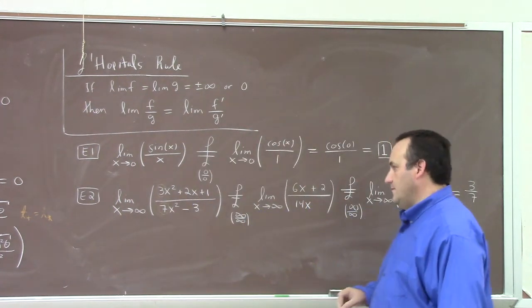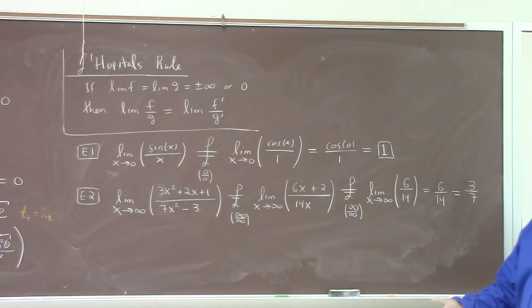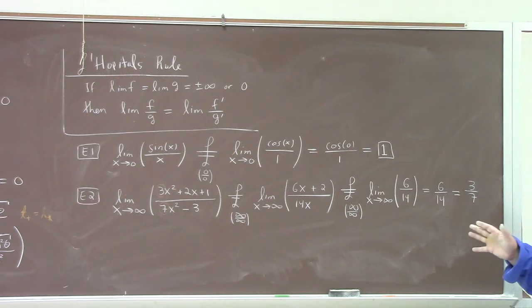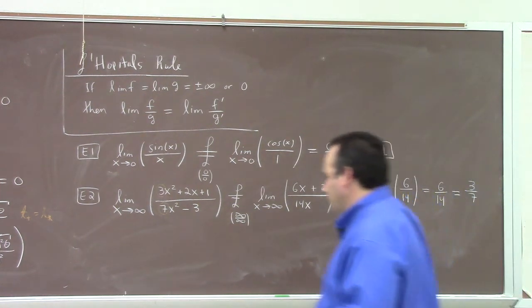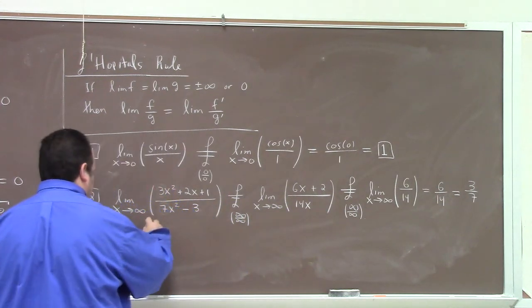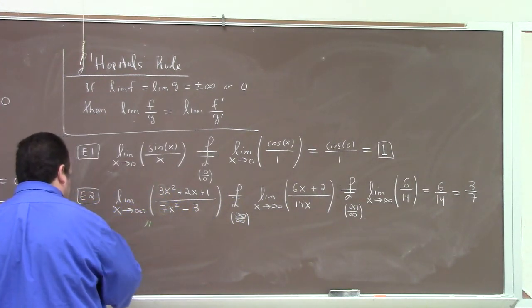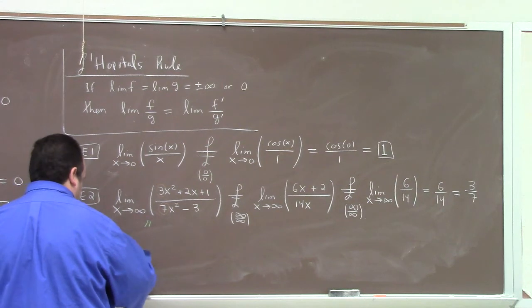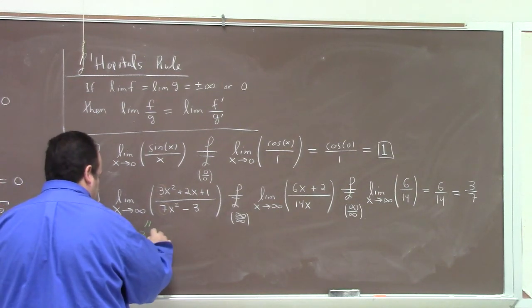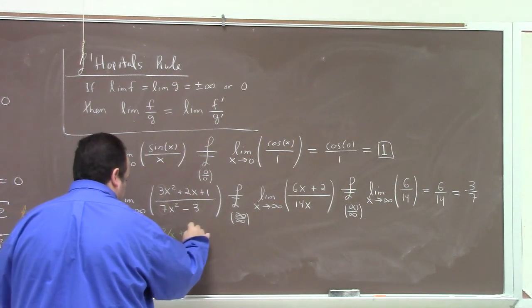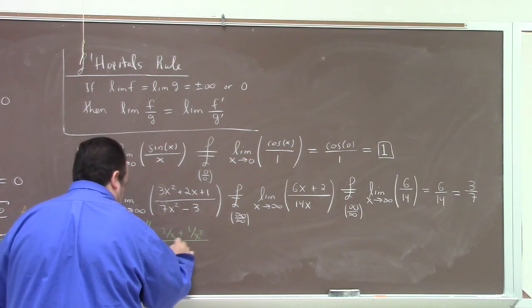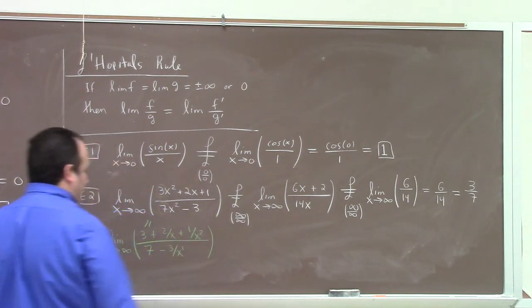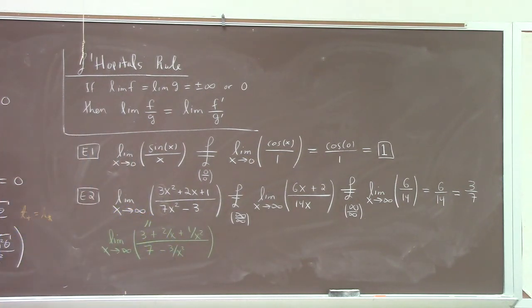I should mention, for problems that are as simple as this, you don't have to use L'Hopital's rule. You could take a direct algebraic approach. The direct algebraic approach to this problem is just to take this and divide the top and the bottom by x squared, which gives me 3 plus 2 over x plus 1 over x squared, divided by 7 minus 3 over x squared, right?